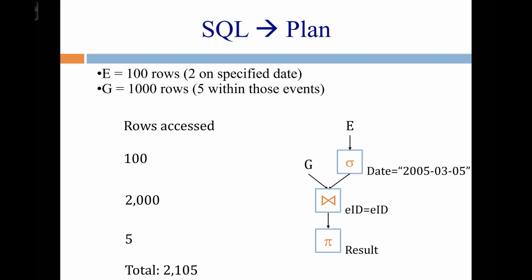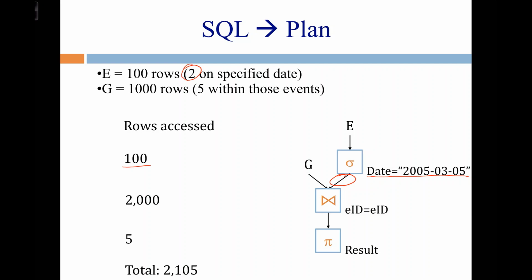Now let's look at the other plan option, where we filter based on the date before doing the join. If we're just looking for the events that took place on that date, we're only filtering on the events table, which has 100 rows, so we access 100 rows to do that filter. And then, as I say up here, only 2 of them are on the specified date, so the output, this temporary relation, is going to be 2. And then we do the join.